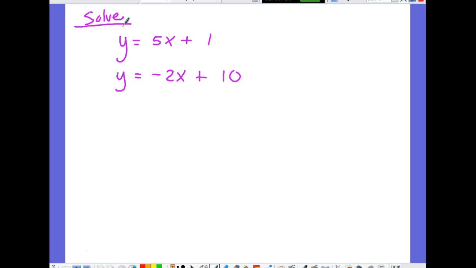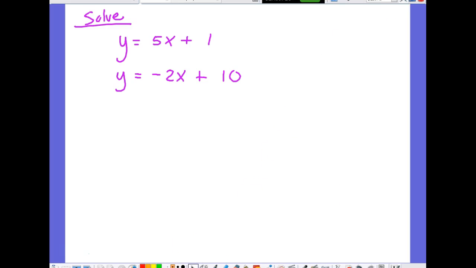With nonlinear equations, it's either A, I don't even know how to solve some of them by hand, or B, it just takes too much time. So linears are easy, don't get me wrong. You could do this by hand just fine, but a graphing calculator is a really cool tool to know how to use. So let's go ahead and see if we can get this idea here.